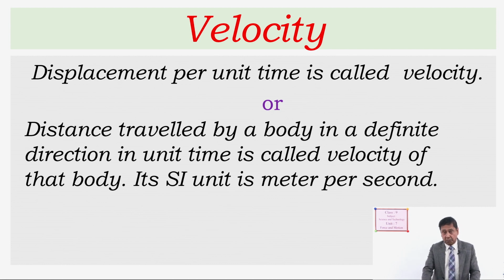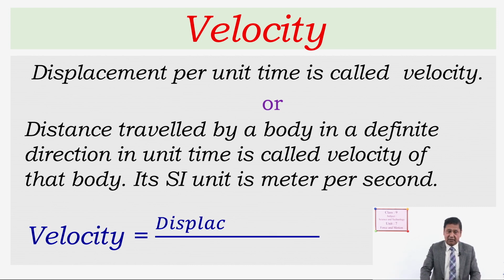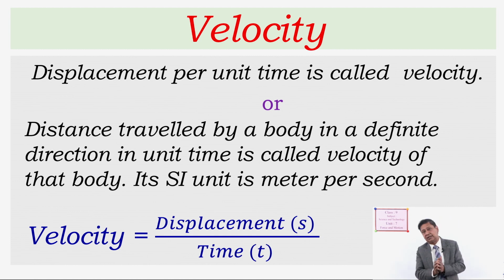It means both speed and velocity have the same unit, meter per second, but the formula is a little different. Velocity is equal to displacement s by time t. This way we can define velocity. Till now, I think you have a little clearer idea about distance, displacement, speed and velocity. Have you noticed that some of them have direction also, but some of them do not have direction?